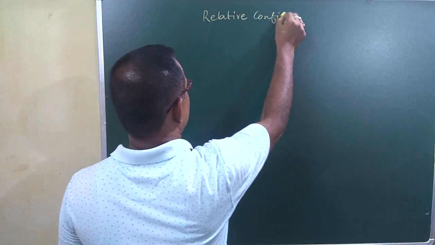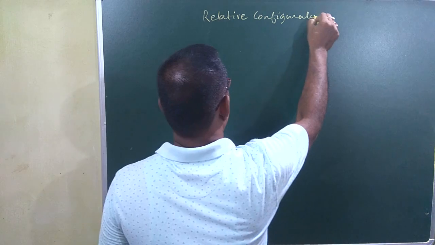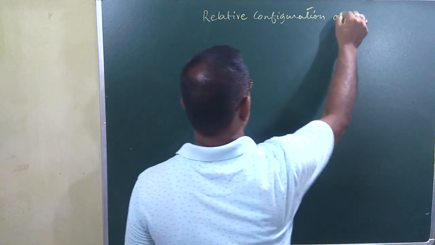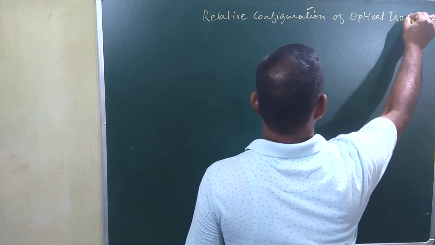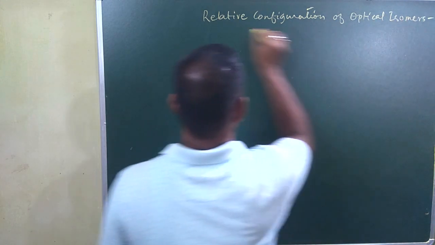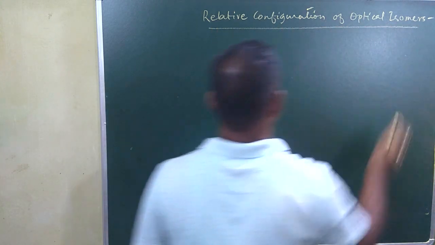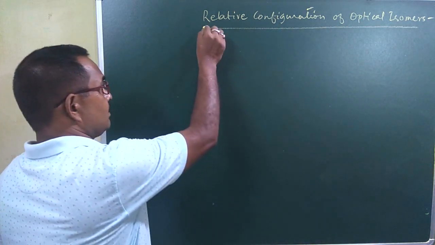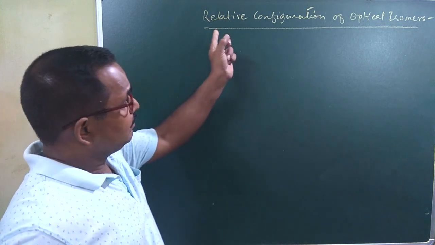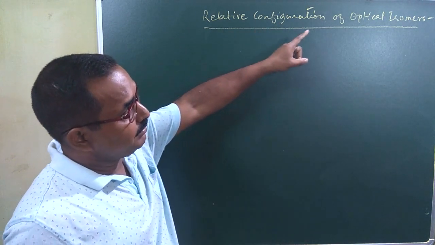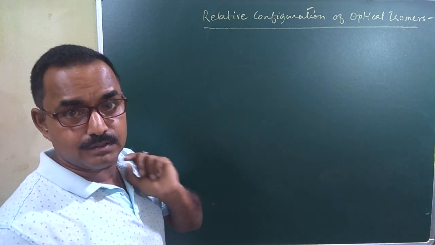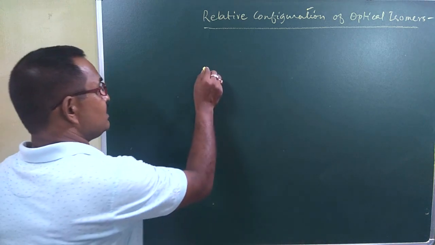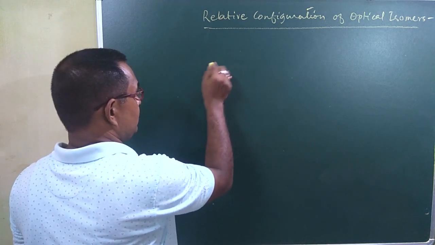Relative configuration of optical isomers. While writing the relative configuration of optical isomers, we consider some standard. That standard is the glyceraldehyde molecule.